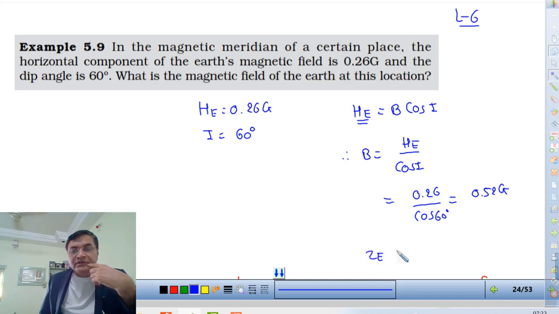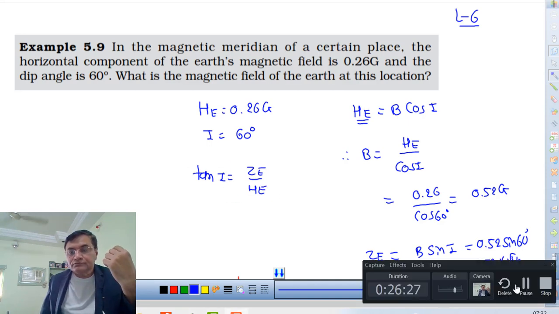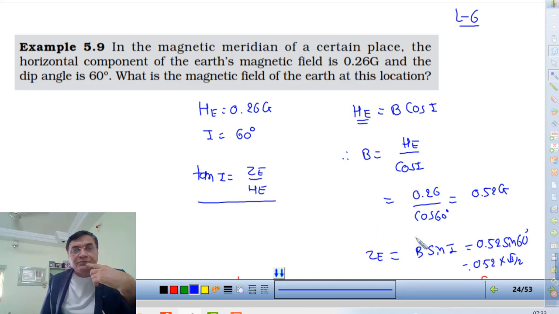Suppose we are asked for Ze, what happens? Ze is equal to, you can write the answer in two ways. One, since B is found, Ze is B sin I. So 0.52 into sin 60, so 0.52 into root 3 by 2. That way. Or I can use this also: tan I is equal to Ze upon He. Whether you use this formula or this formula, you can get it. Next.